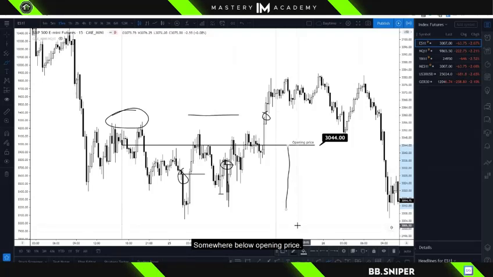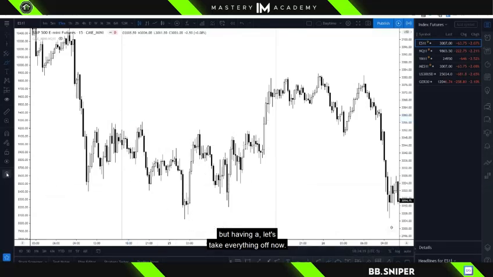Below opening price, right? Do we have a target? Yes, we do. Equal highs liquidity. So there was a lot going on here. But, let's take everything off now.